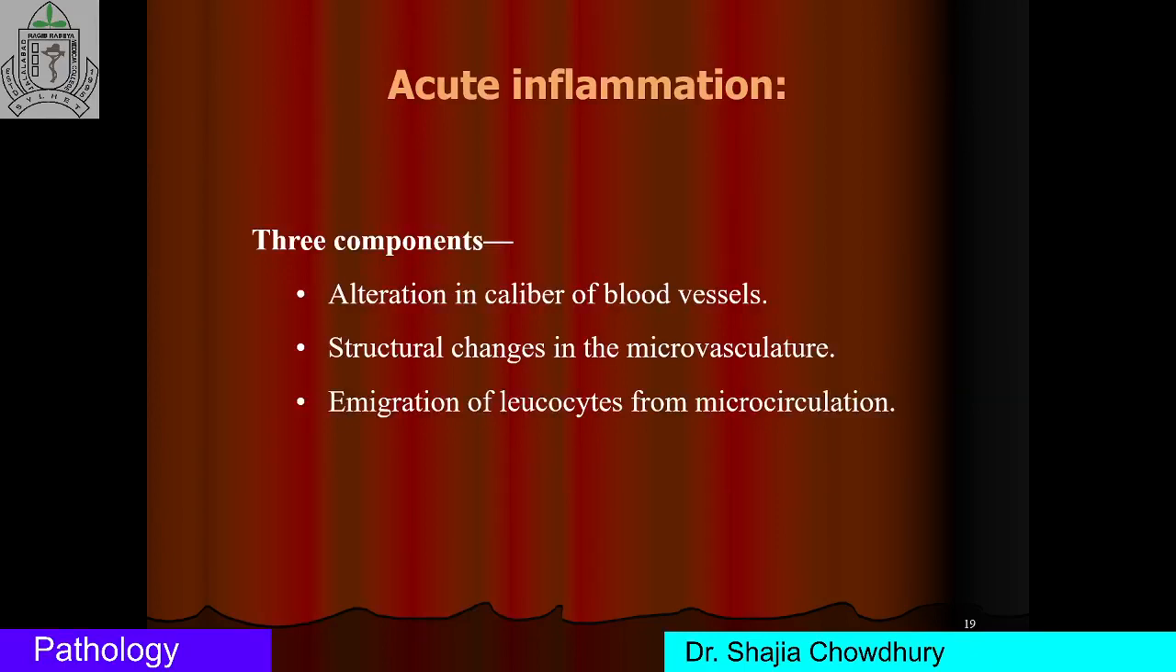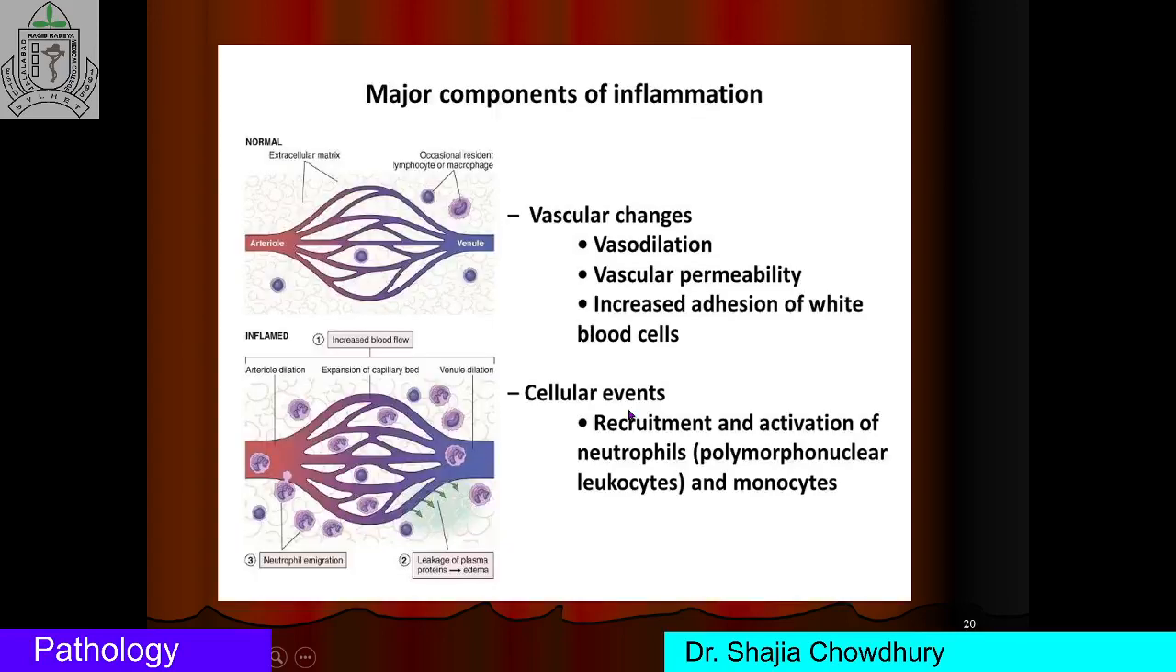Now, acute inflammation has three main components: alteration in the caliber of the blood vessels, that is vasodilation; structural change in the microvasculature, that is increased vascular permeability; and immigration of leukocytes from the microcirculation. Very, very important, it is often asked as a viva question. What are the components of acute inflammation? Three important components: vasodilation, increased vascular permeability or vascular leakage, and immigration of leukocytes from the circulation.